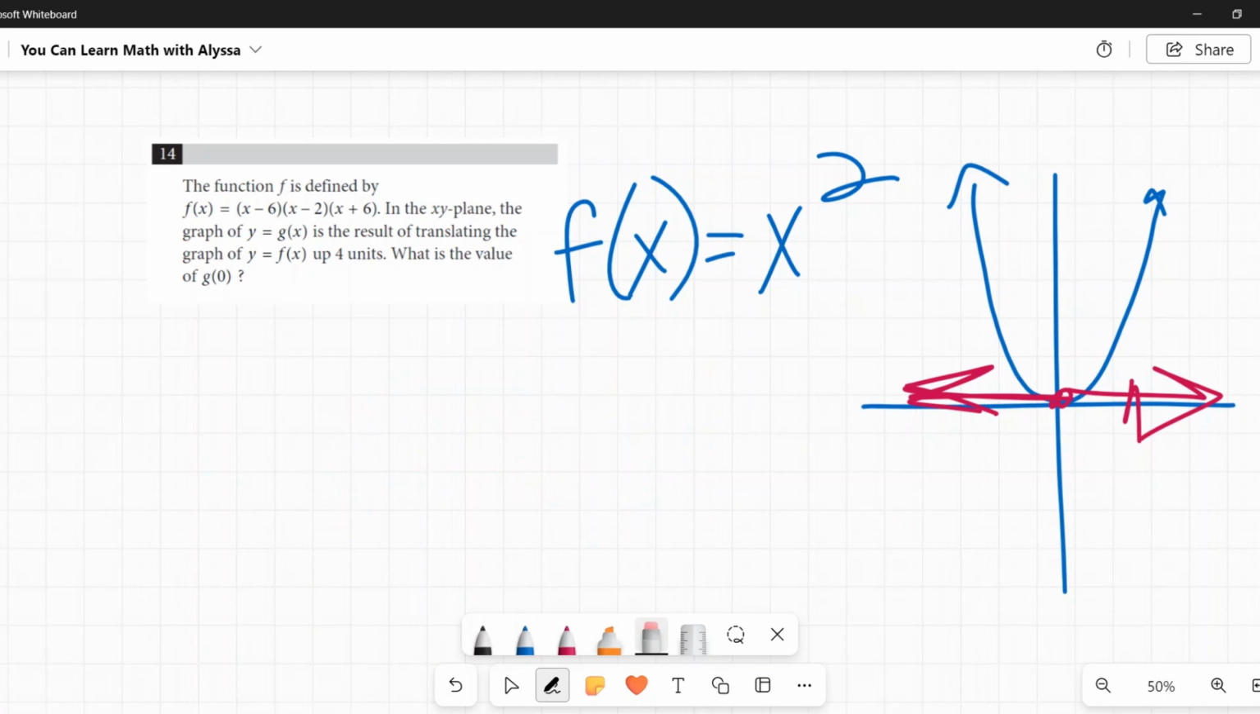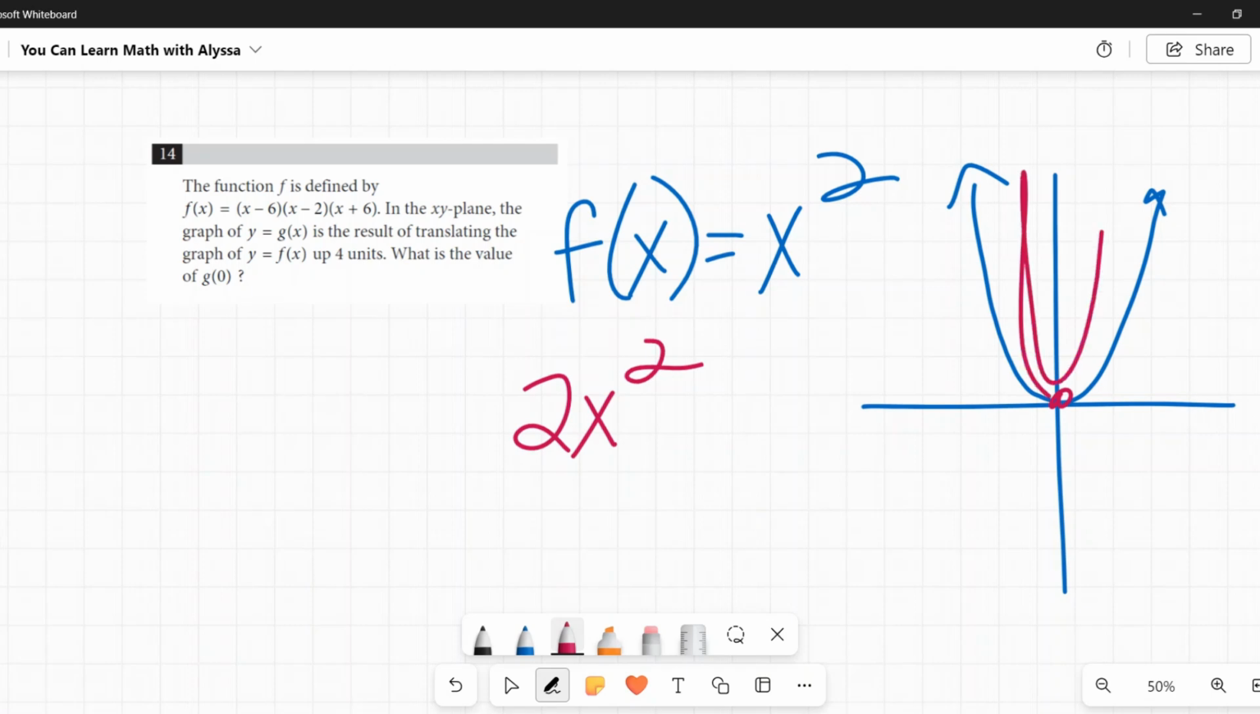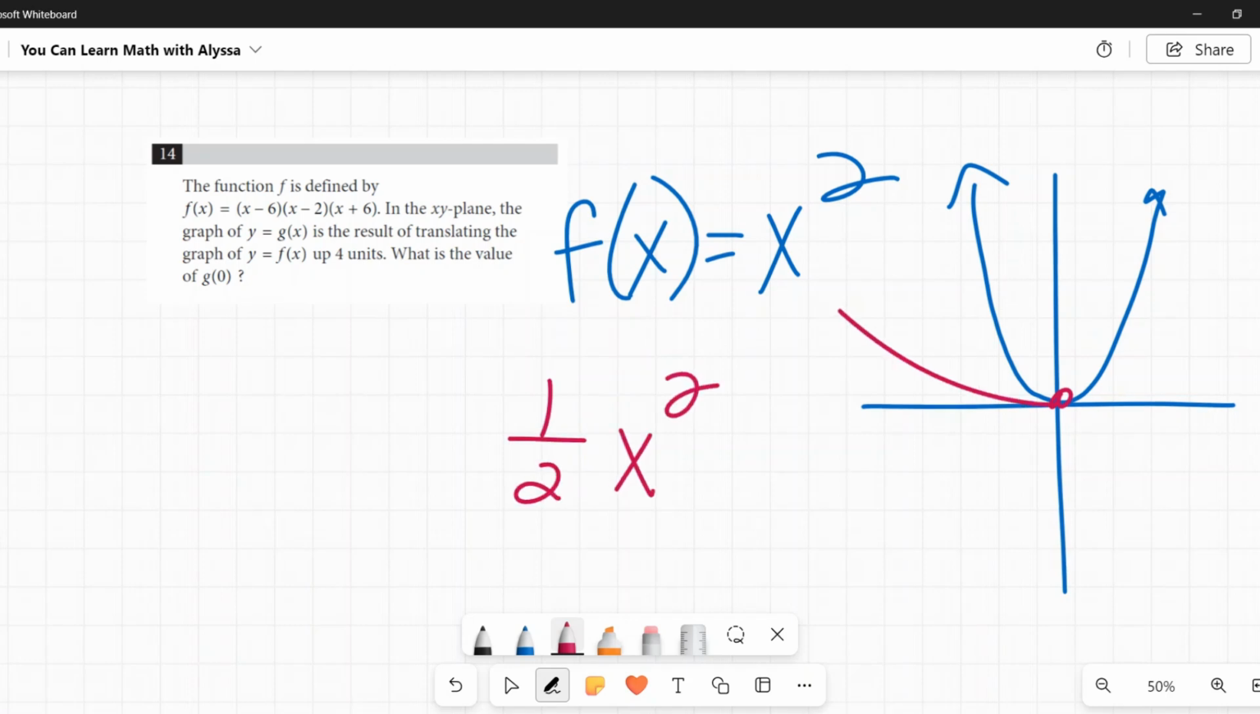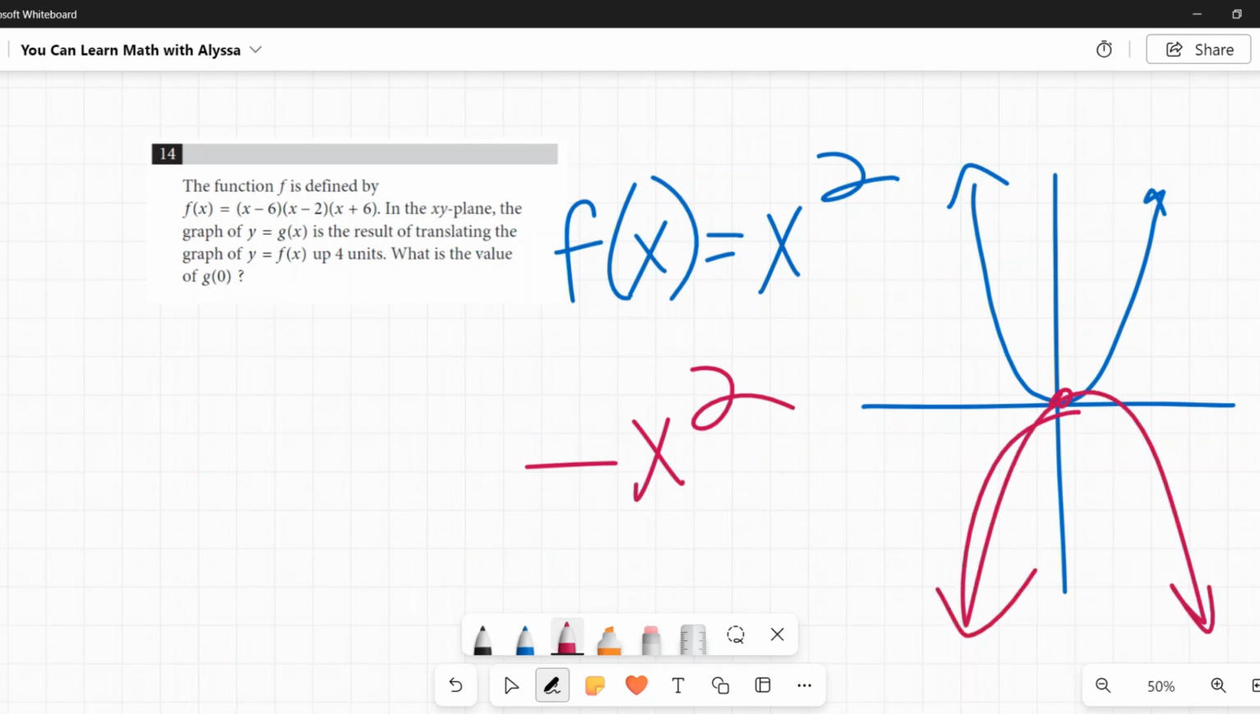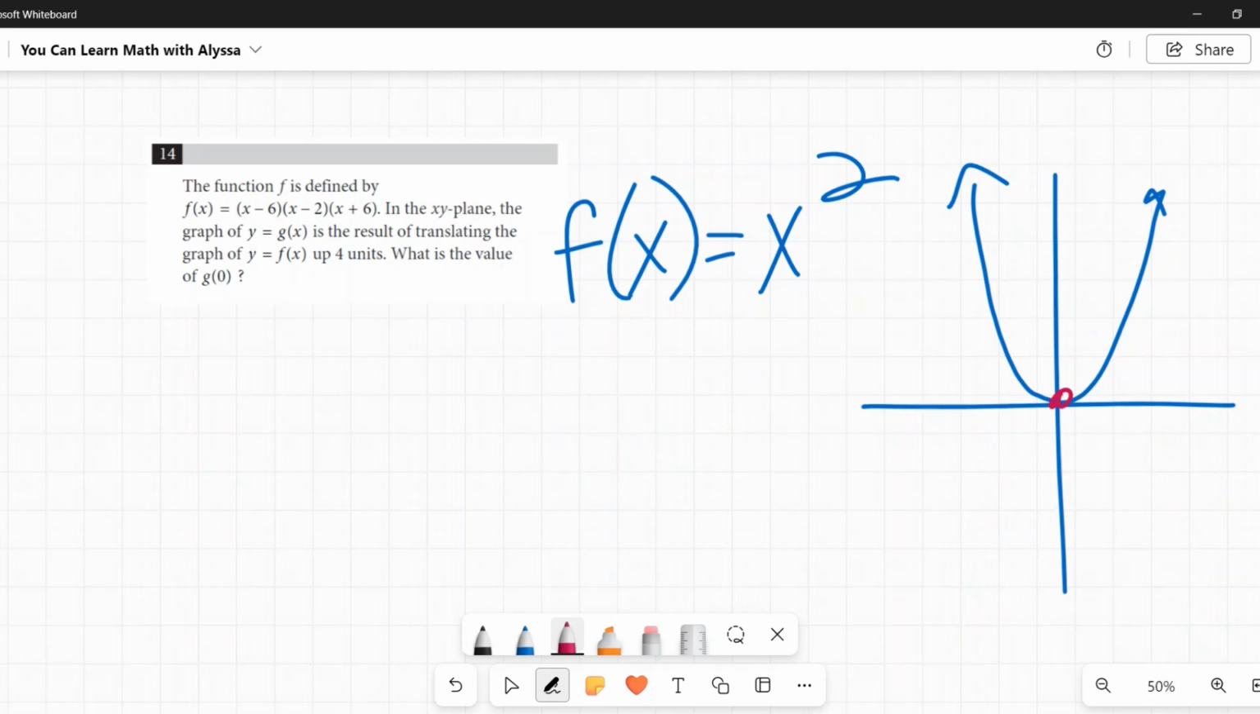If I wanted to change how wide or narrow this was, then I would put numbers by it. If I put a number greater than 1, it's going to make it more narrow. If I put a number less than 1, but still positive, it's going to make it more wide. If I put a negative number out in front, it's going to flip it. Those are the big ones that you're going to see a lot, and you can combine these together.